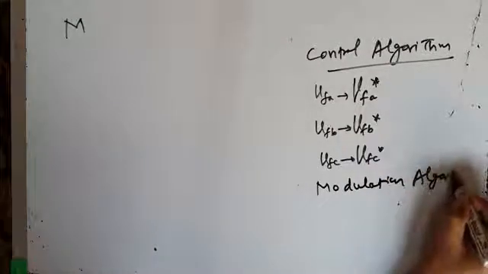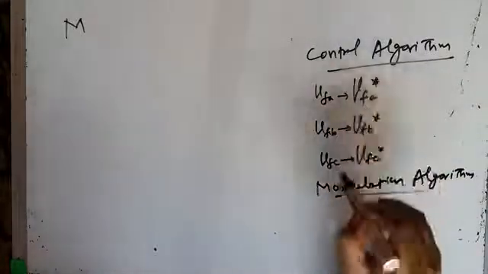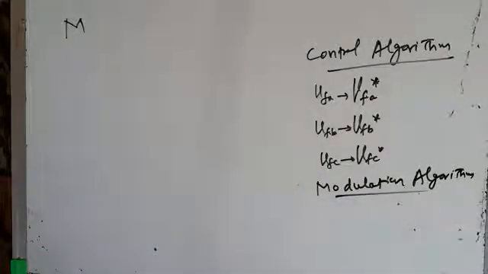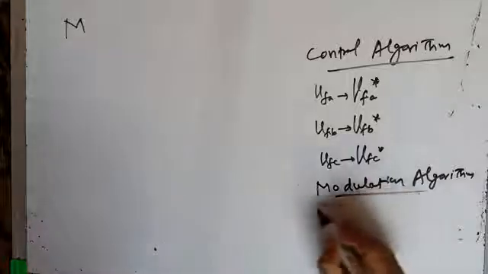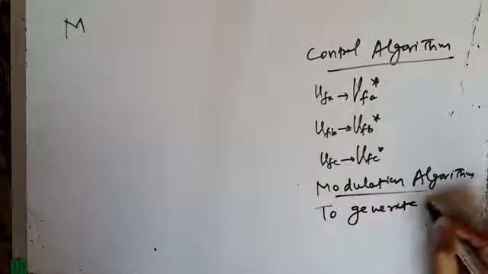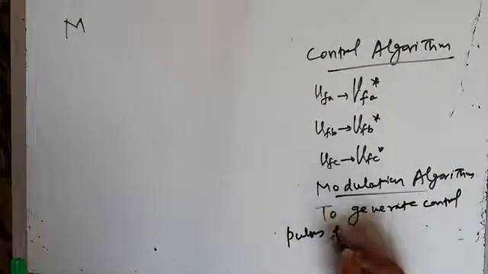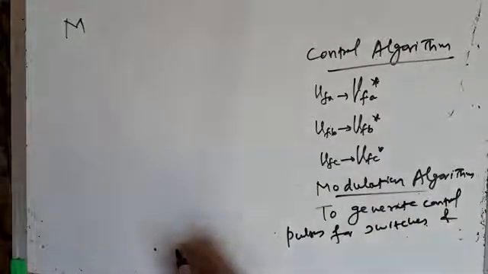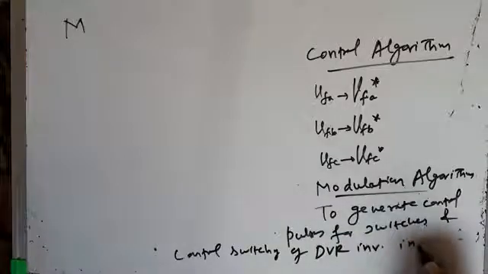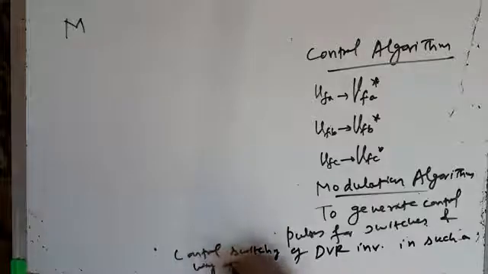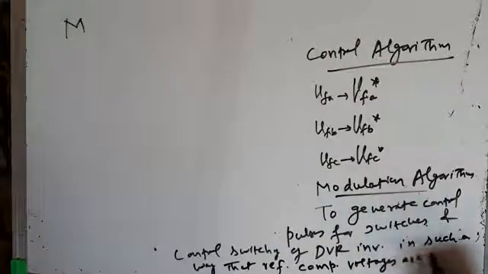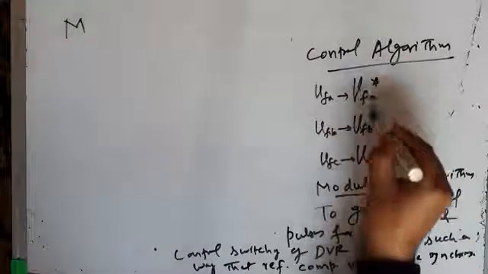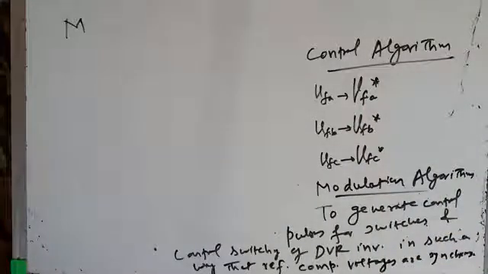The job of the modulation algorithm is to synthesize these voltages VFA, VFB, VFC, which are same as VFA star, VFB star and VFC star. How does the modulation algorithm synthesize these voltages? By proper switching of the inverter switches. So the job of the modulation algorithm is to generate control pulses for switches and control switching of the DVR inverter in such a way that reference compensation voltages are synthesized. Your inverter's output voltages will be exactly equal to these reference compensation voltages. This is the job of the modulation algorithm.